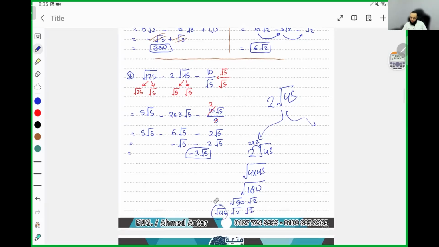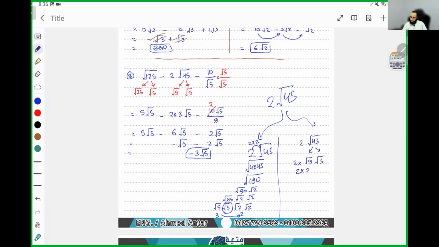Okay? Root 45, you can decompose it into root 9 and root 5, and root 2 and root 2. Root 2 times root 2, 2. Root 9, 3. 3 times 2, 6. And there is the root 5. Look, it's easier to do it like that. Only 2 by root 9 by root 5, which is 2 times 3 root 5, which is 6 root 5. Which is easier? The second. So it's not better to do it like that.